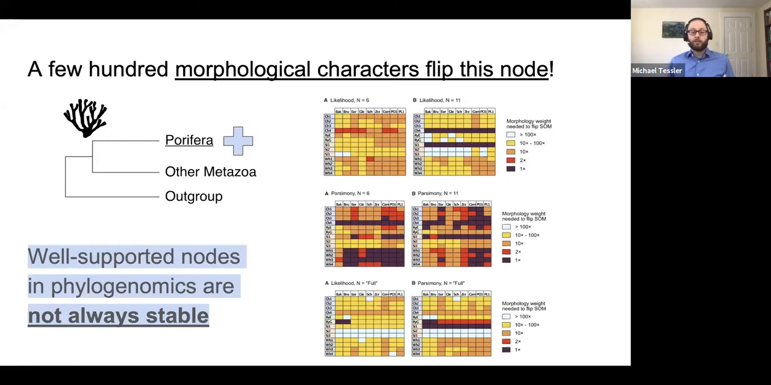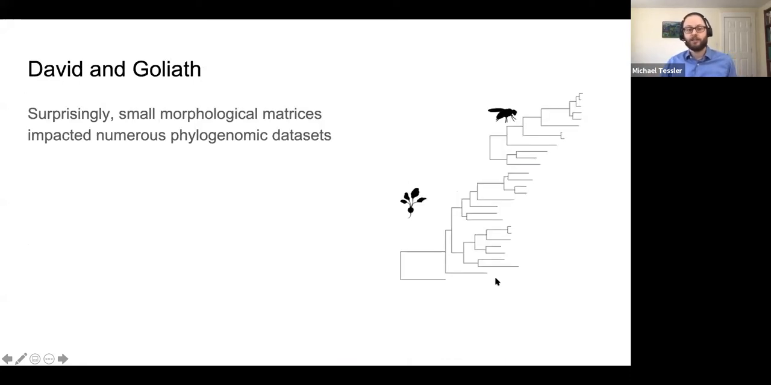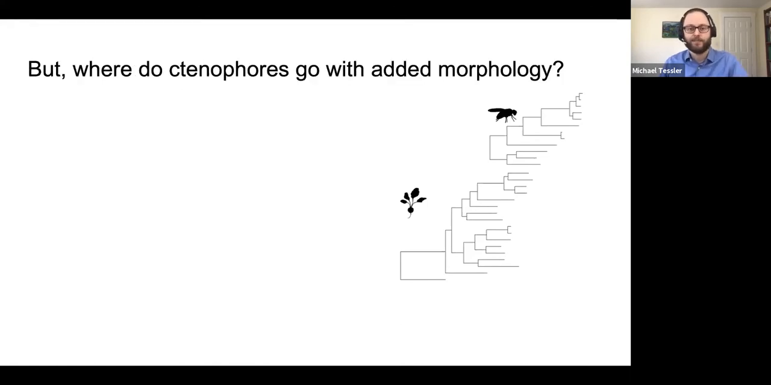So well-supported nodes in phylogenomics are not necessarily stable. Again, all those studies with ctenophores had very high support, usually full support. So it doesn't take a lot to shift those. There's a bit of a David and Goliath story where a really small morphological matrix can impact really large phylogenomic data sets, indicating this is still something we should be considering. These nodes aren't stable, so even a few characters are still really important despite these huge data sets.